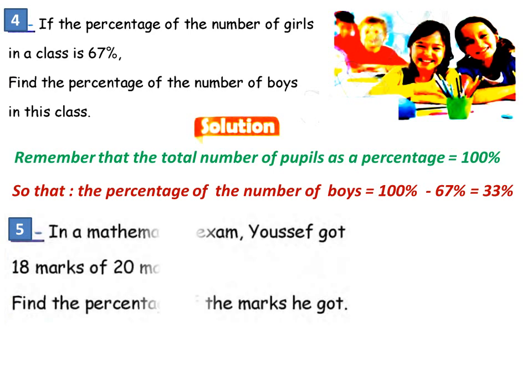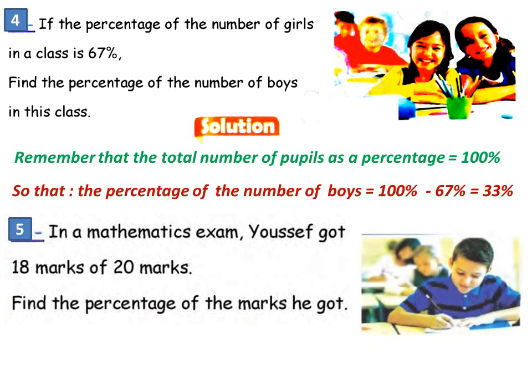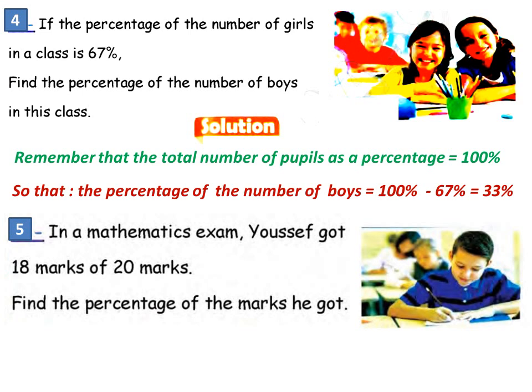Exercise number 5. In a mathematics exam, Yusuf got 18 marks of 20 marks. Okay. Find the percentage of marks he got. Firstly, we want to know the representation of 18 marks of the total mark, which equals 20, by dividing the small over the total. Small marks equal 18 over 20. And we multiply it by 100 to get the percentage.